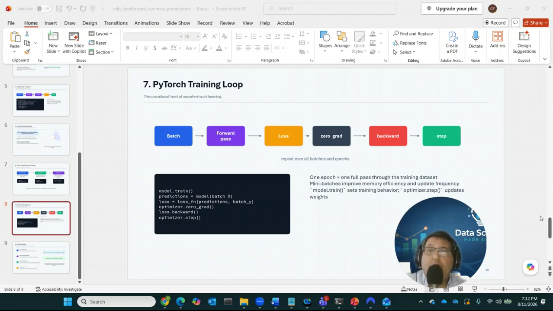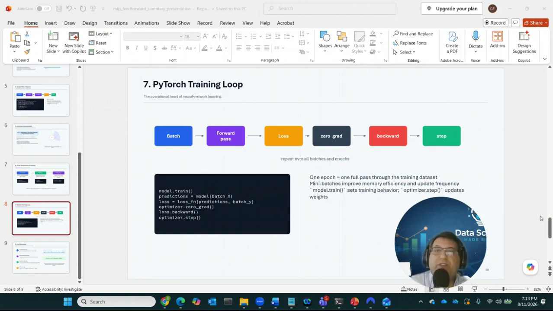So be careful with an important distinction. model.train does not itself update the weights. model.train simply puts modules such as dropout and batch normalization into their training behavior. The actual parameter update happens when we call optimizer.step. Then we move to the next batch and repeat the process. So the cycle is forward pass, loss, zero gradients, backward pass, optimizer step. We repeat this for every batch.